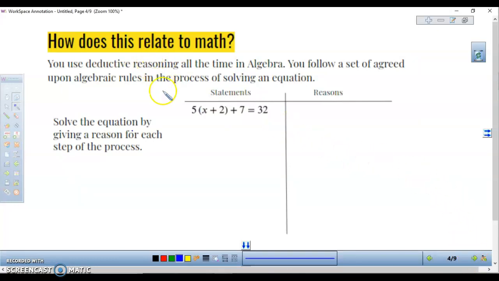So how does this relate to math? Man, we use deductive reasoning all the time in algebra. You follow a set of agreed upon algebraic rules every time you solve an equation. Your teacher taught you, hey, you could add the same thing to both sides. You could divide the same thing for both sides. You could use the distributive property. All of those things are agreed upon statements that we all accept as true and we can use in algebra class. So, you guys, this is the setup for what's called a 2-column proof.